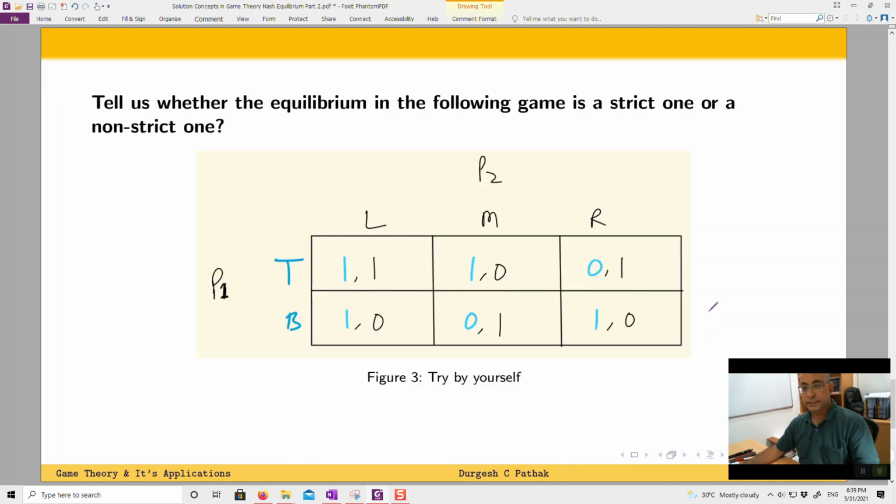So as an exercise, I am posing this to you. Tell me, do we have a strict Nash equilibrium or a non-strict Nash equilibrium in this particular matrix game that you have? So think by yourself, and then I will count to 5 and then I will come back. If you want, you can pause the video and figure it out by yourself rather than watching me telling it.